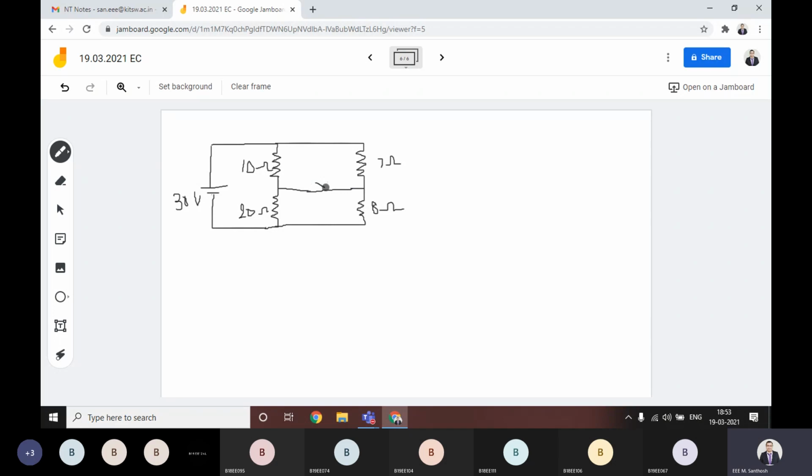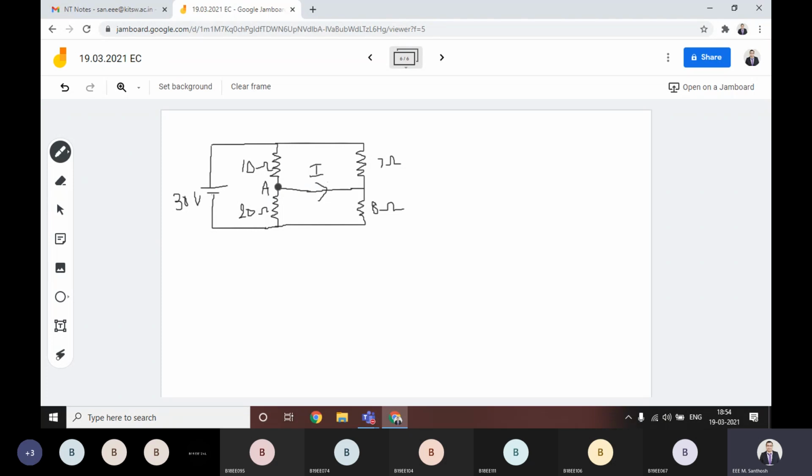There is some current flowing. Suppose if you find this current, and this is the point where you have to find the voltage, I am assuming it as A. If you find the voltage at point A, and if you know the current I, then directly you can calculate the energy stored in the inductor.